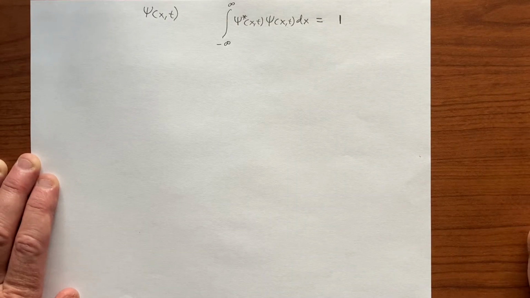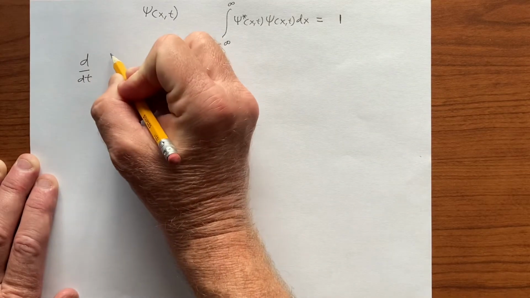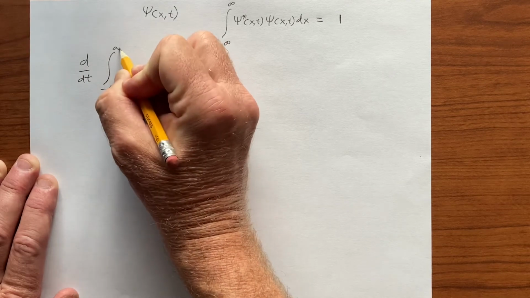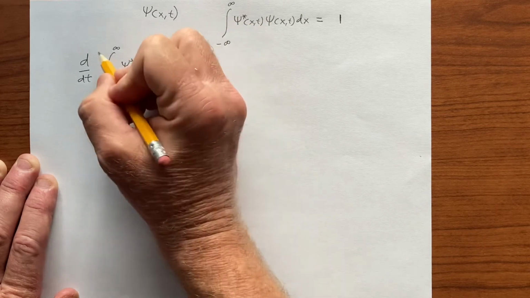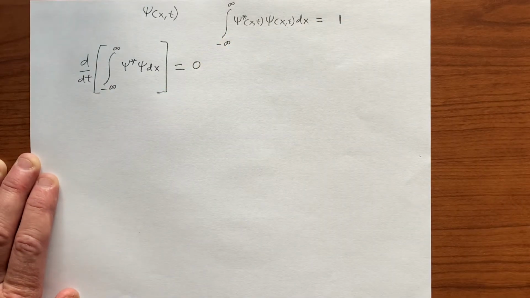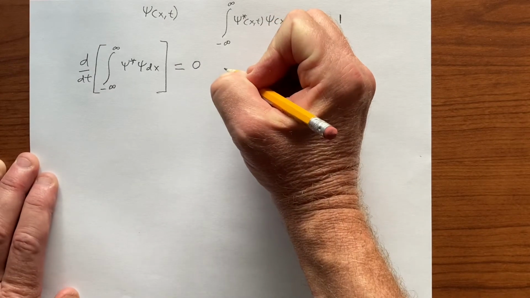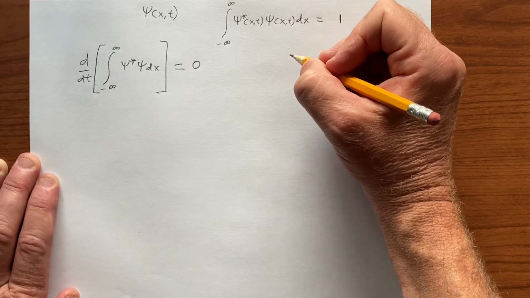That's the normalization condition. So it must also be true that if we take the time derivative of psi star psi in dx, we take the time derivative of this quantity, that must be equal to 0. In other words, if the function is normalized, it's normalized for all times. That's not going to change with time. So let's look at what this implies from the perspective of the Schrödinger equation.